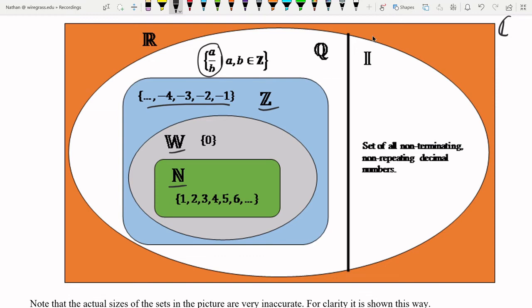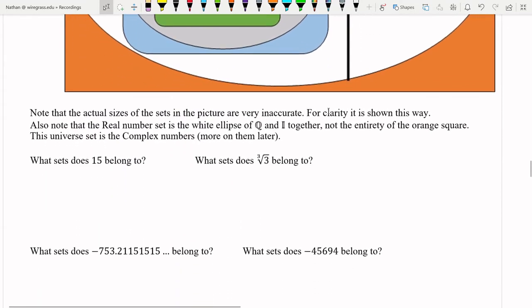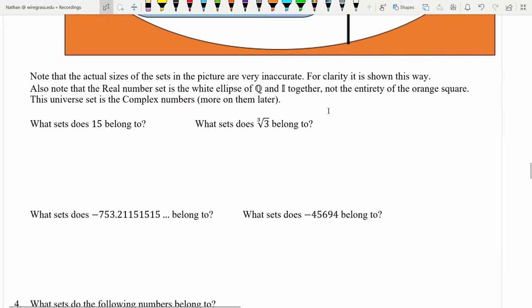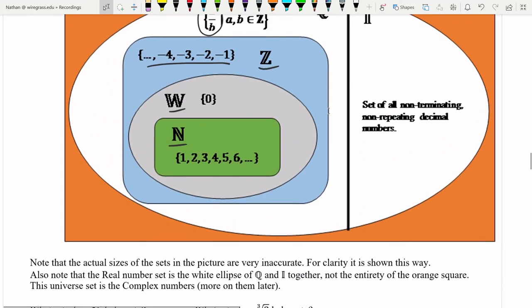Okay, one thing we can do when we're talking about our number system is classify the numbers using these subsets, as they're called. They're all smaller portions of the real number set. And so we can ask things like, what are the sets that 15 belongs in? So 15 is a natural number. Somewhere down here we have 15.